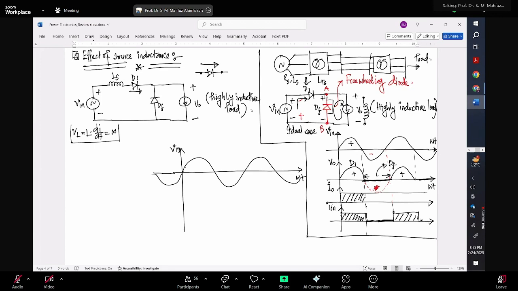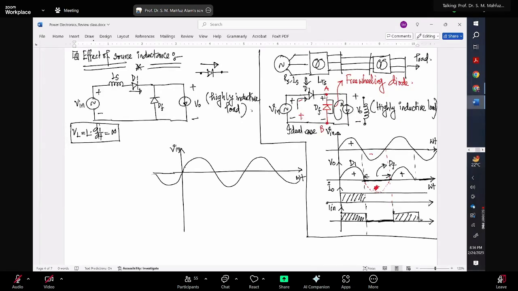So now, the inductor will not allow this current to change suddenly from zero to a certain positive value at once. Rather, since you have an inductance here, and if this inductance value is high, it will try to keep the current linearly increasing rather than have a current spike.